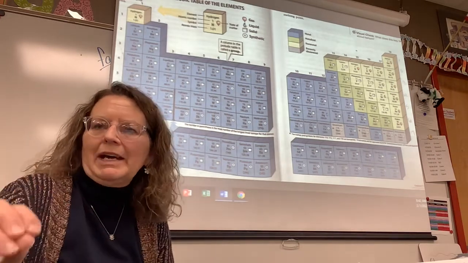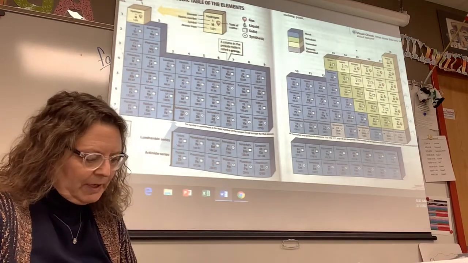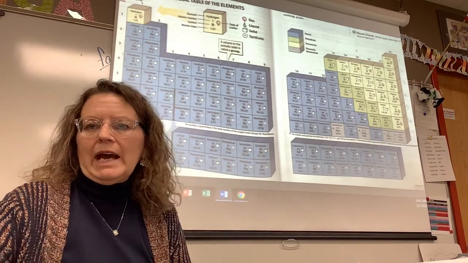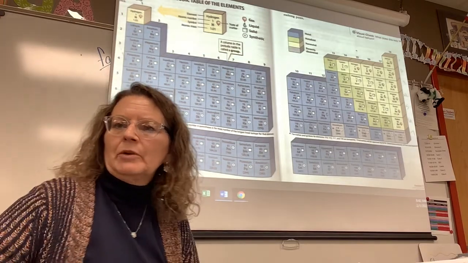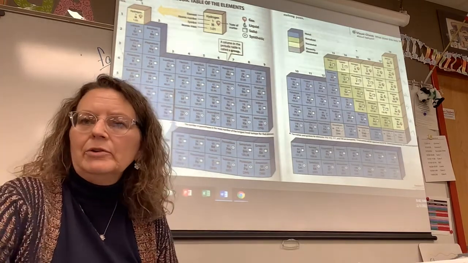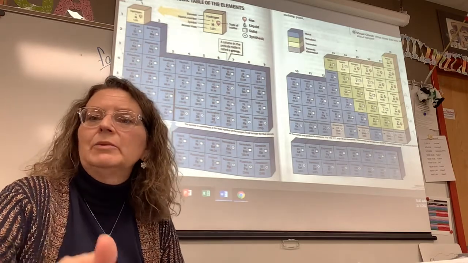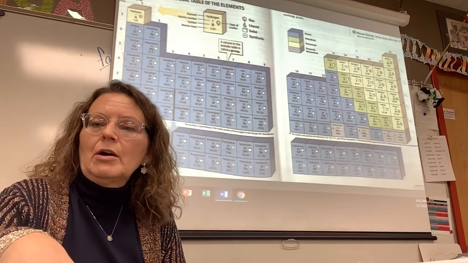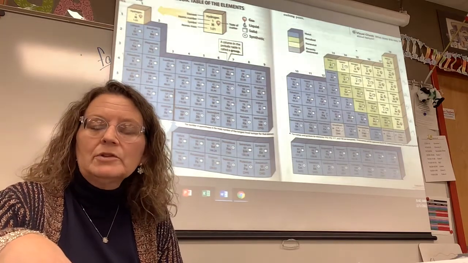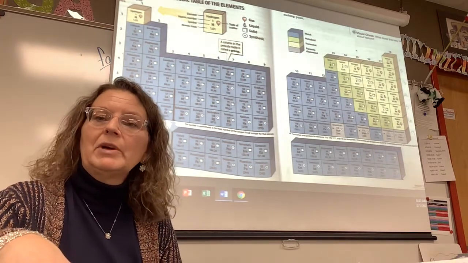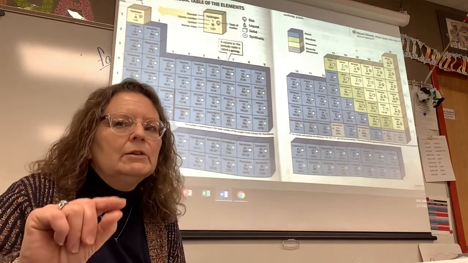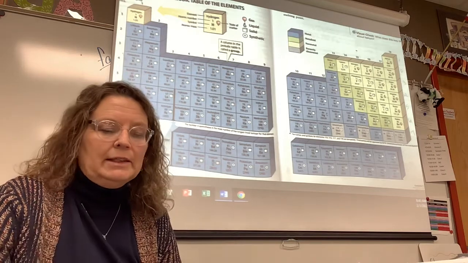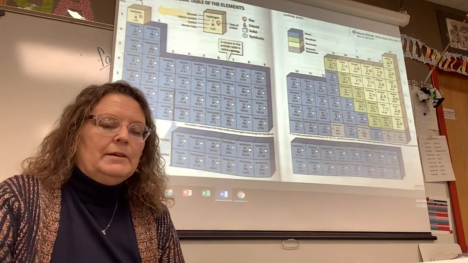The only thing about hydrogen that makes it belong with group 1 is it has one valence electron, which makes it highly reactive. So group 1, remember those are called the alkali metals, and they're highly reactive. Group 2 are called alkaline earth metals, and they are also highly reactive. Just a little less reactive than group 1, but they're still considered highly reactive.